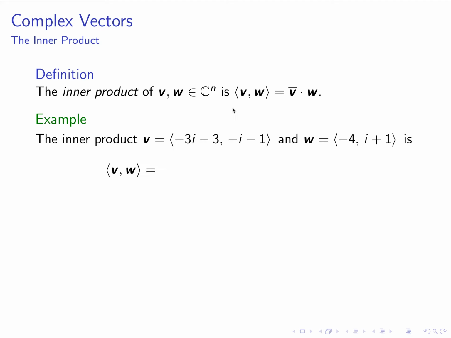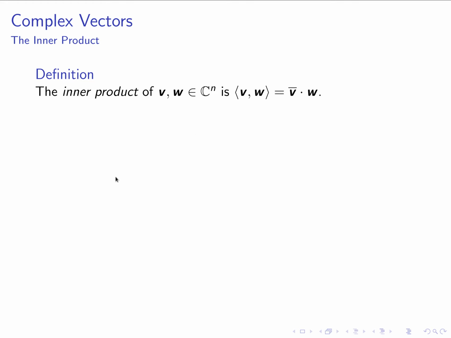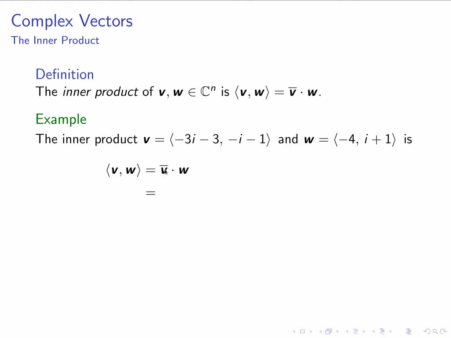So let's see this with an example. Let's look at the vector v, whose coordinates are negative 3i minus 3 and negative i minus 1. And let's look at the vector w, whose coordinates are negative 4 and i plus 1. By definition, the inner product of these two vectors is obtained by first conjugating the first vector v and then taking a dot product with the second vector w.